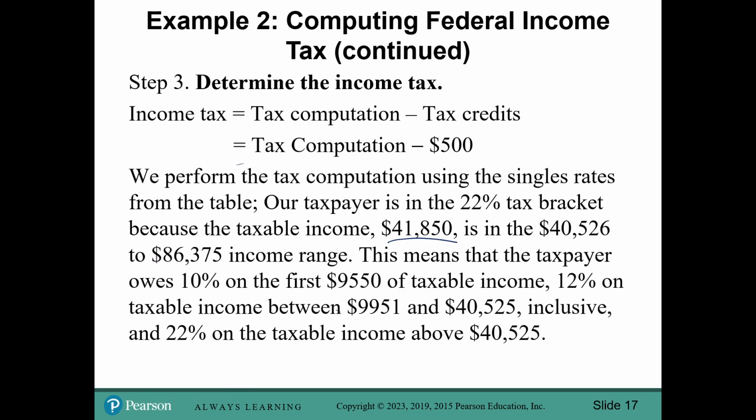That is where we get the 22% tax bracket from. So you do have to refer back to the table. It's important. Alright, so this means that the taxpayer owes 10% on the first $9,550 of taxable income, 12% on taxable income between $9,951 and $40,525 inclusive, and 22% on taxable income above $40,525.